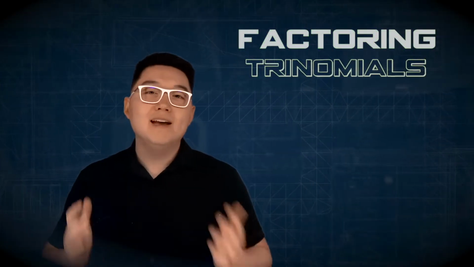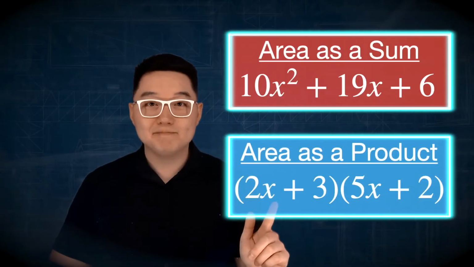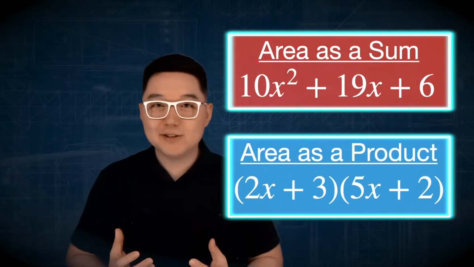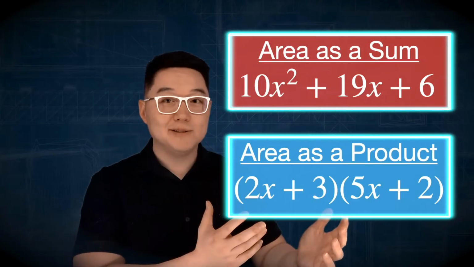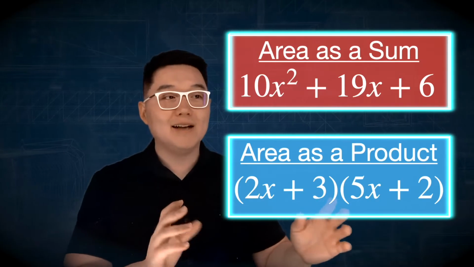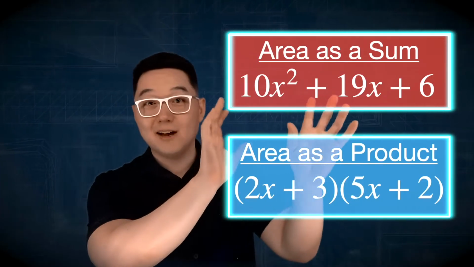So how do you factor a trinomial or a quadratic expression? Now the process of factoring is turning the area as a sum into the area as a product. Before I show you how to factor, let's practice multiplying out the two binomials. In other words, let's practice turning the area as a product into the area as a sum.